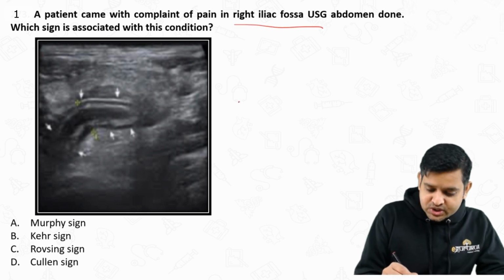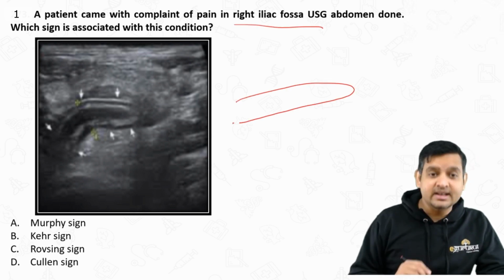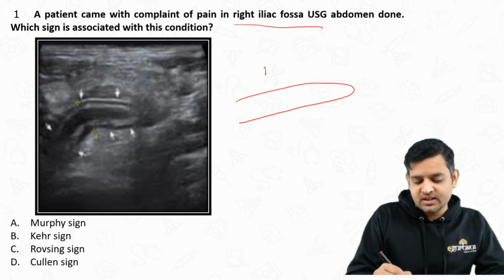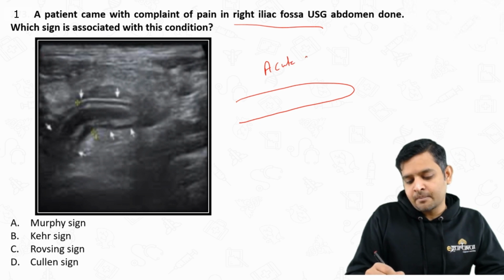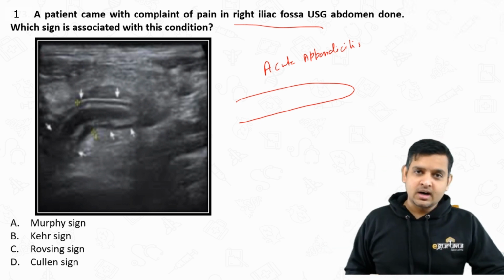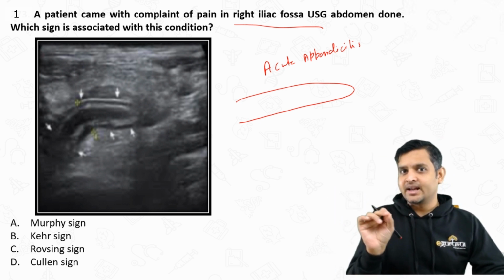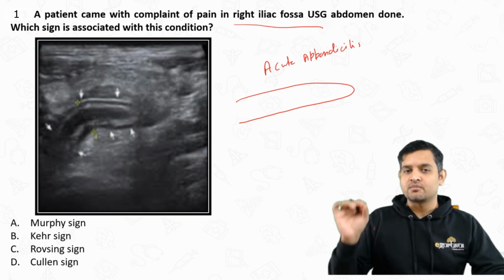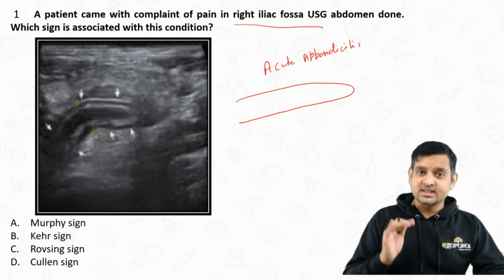You are seeing a USG, you are seeing some dilated structure like this, and you know on the basis of history, you are dealing with a case of acute appendicitis. Acute appendicitis, you know, it's a dilated bowel loop, which is a blind ending tubular aperistaltic structure of outer wall to wall diameter of more than 7 mm. Think of acute appendicitis. Now let us see the signs.